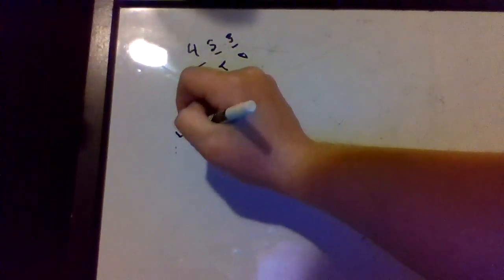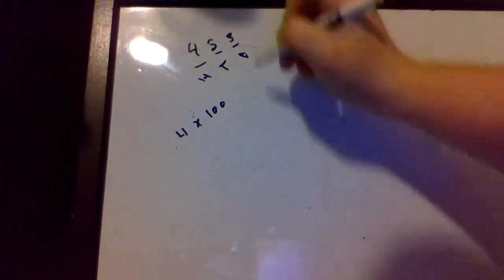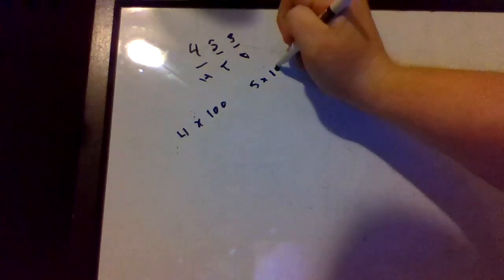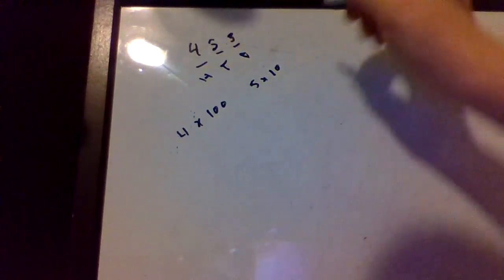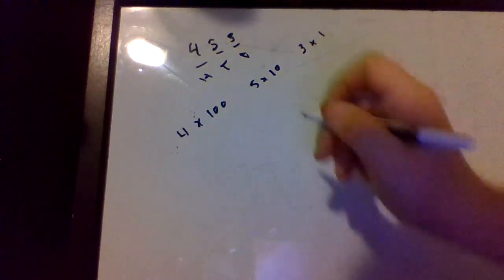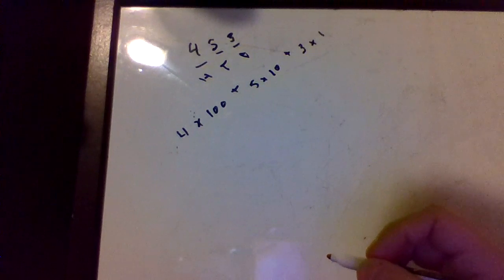So, since the 4 is in the hundreds place, that means that we have 4 groups of 100. The 5 is in tens place, so we have 5 groups of 10. And the 3 is in the ones place, so we have 3 groups of 1. And if you're going to write that in expanded notation, you need to have a plus sign between these 3 simple equations, I guess you could say.